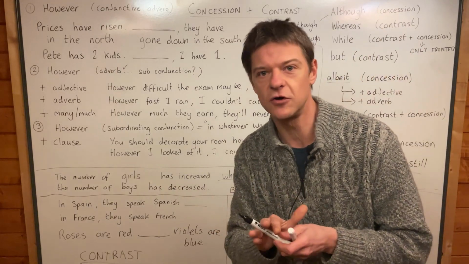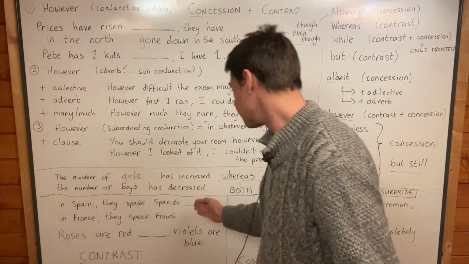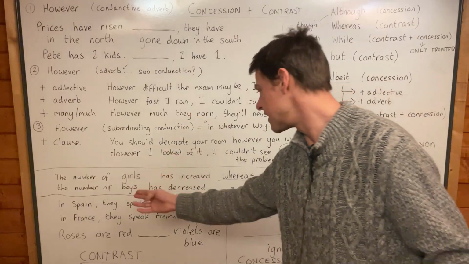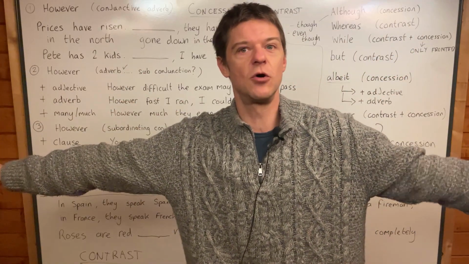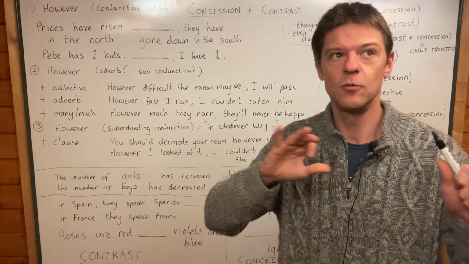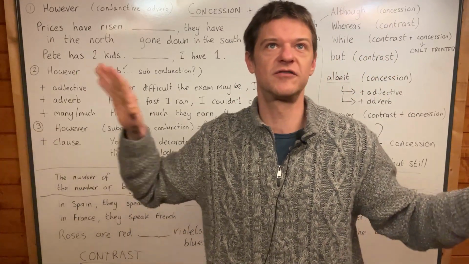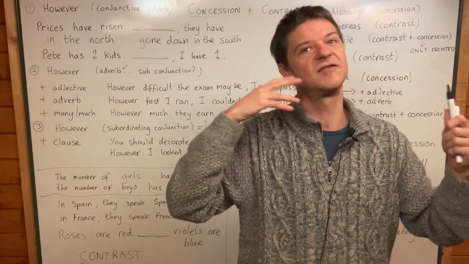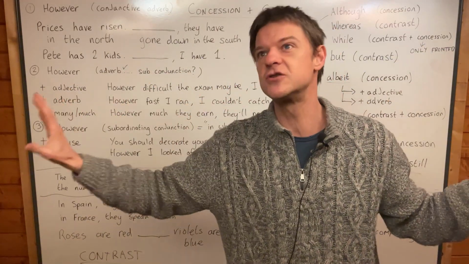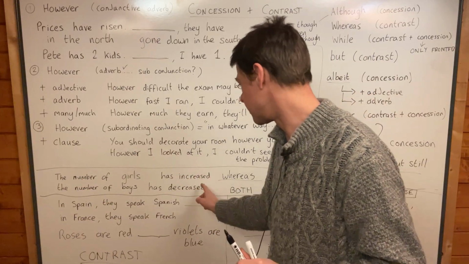Let's look at what whereas means first. Whereas, which is direct contrast. Whereas only means contrast, yeah? The number of girls has increased, whereas the number of boys has decreased. This is just contrasting two opposites. If we use whereas, whereas is only used for contrast. So it's when one thing is opposed to another thing. It's the opposite, yeah? We have two opposites with any kind of contrast.